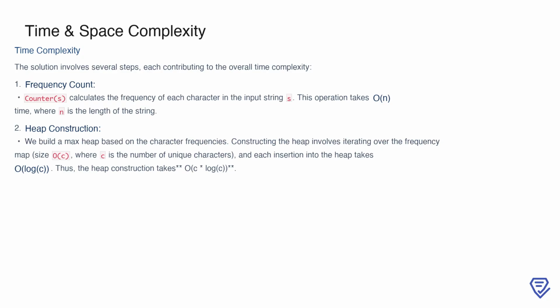The time complexity of our solution is influenced by several key operations. First, we calculate the frequency of each character in the input string using the Counter function. This requires a single pass through the string, giving it a time complexity of O(n), where n is the length of the string. Next, we construct a max heap based on these character frequencies. To do this, we iterate over the frequency map, which contains c unique characters. Each insertion into the heap takes O(log c), so the total time for heap construction is O(c * log c). These two steps set the foundation for the overall time complexity of the solution.